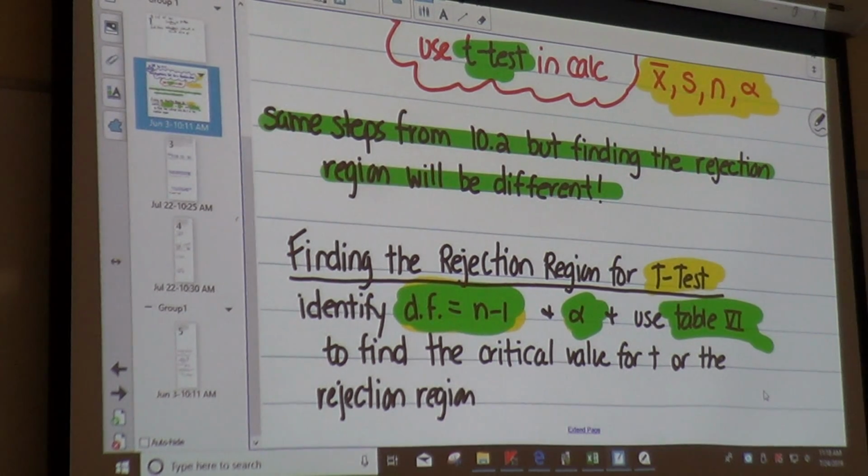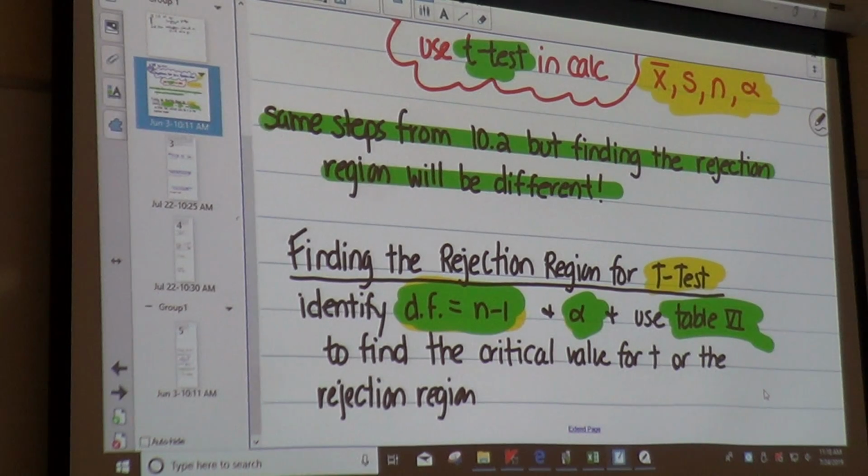So we're going to do degrees of freedom is n-1, and we're also going to find alpha, and then we need to use table 6 to find the critical values for t, or the rejection region.